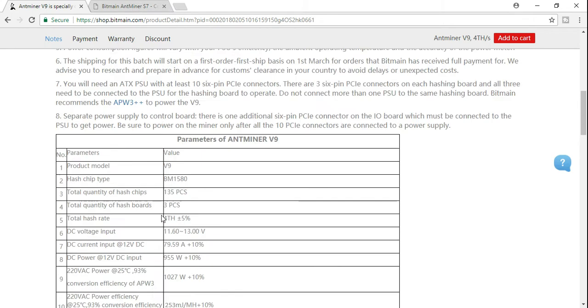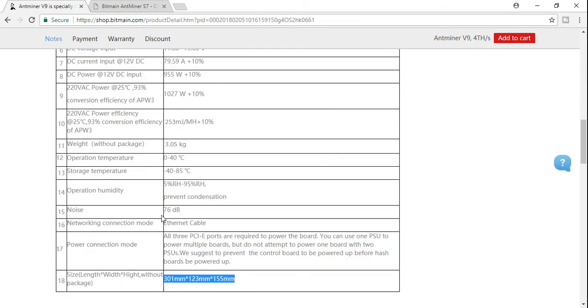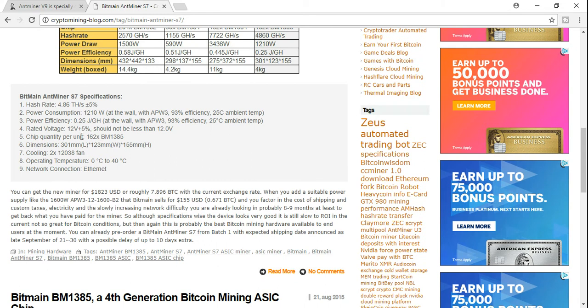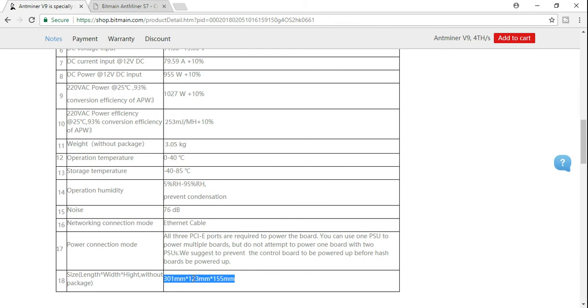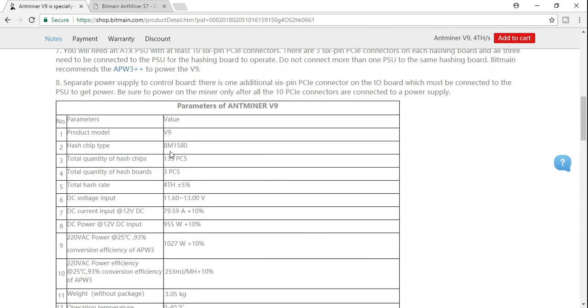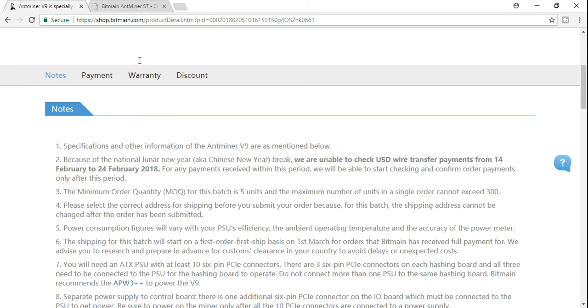If we look at this casing, again, this is on the Antminer V9, and we look at the casing on the Antminer S7, it's 301, 123, 155. Again, 301, 123, 155. Now, did they just change the firmware and tell us that there's this many chips in there and this is the actual chipset that was changed? Who knows? That's why it's up for speculation. But this is what I'm seeing here.